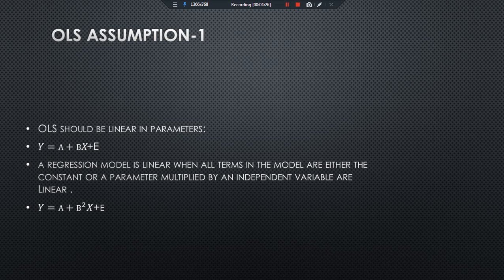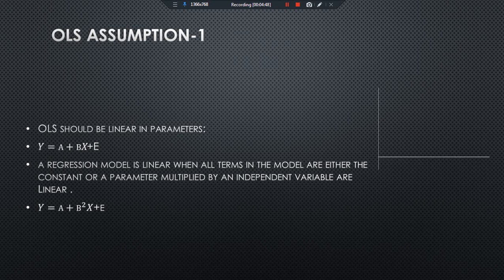So for OLS regression analysis, you have to convert these non-linear models, or the non-linear relation, into a linear relation. To satisfy this assumption, you can then apply simple regression or multiple linear regression.